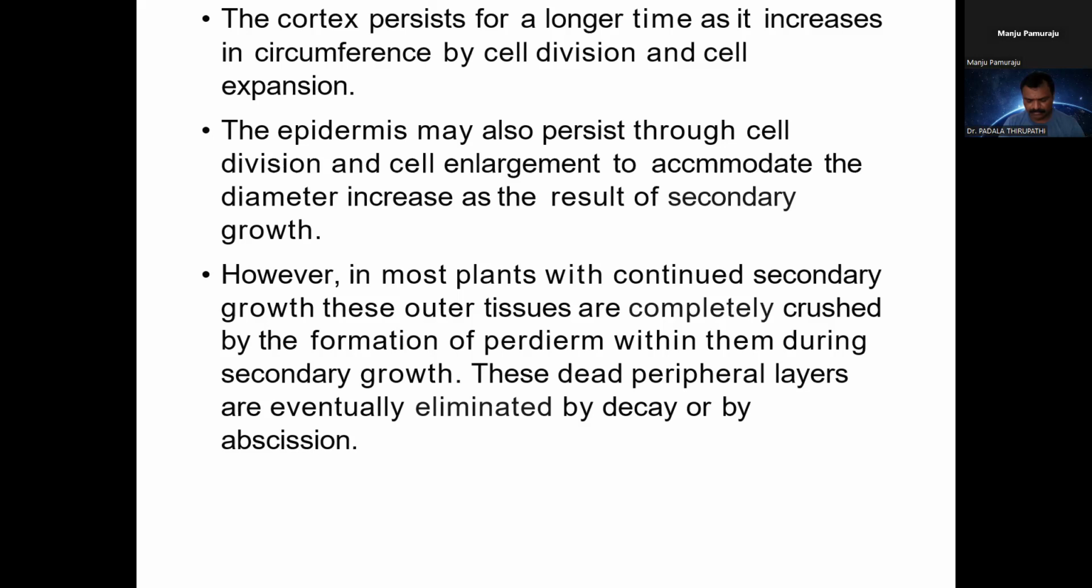In most plants with continued secondary growth, the outer tissues are completely crushed by the formation of periderm. Due to the growth, the outer tissues are crushed. These dead peripheral layers are eventually eliminated by decay or by abscission. This outer layer, the bark, is removed easily.